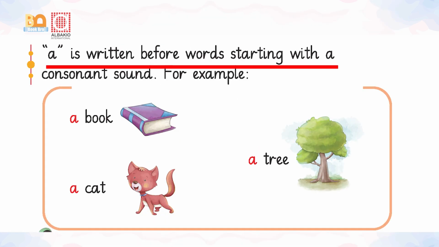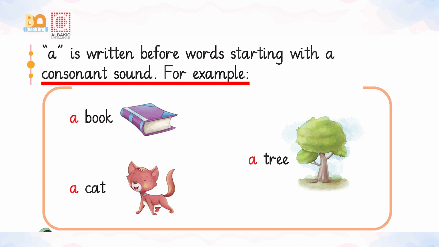A is written before words starting with the consonant sound. For example, a book, a cat, a tree.